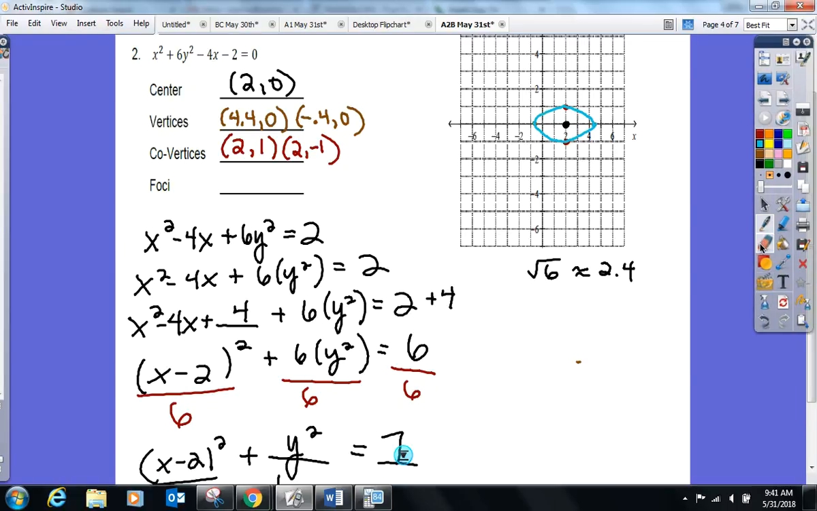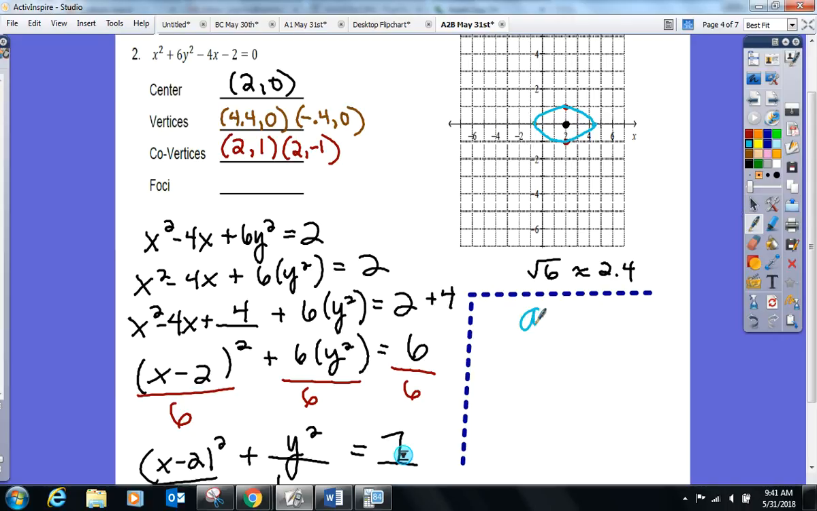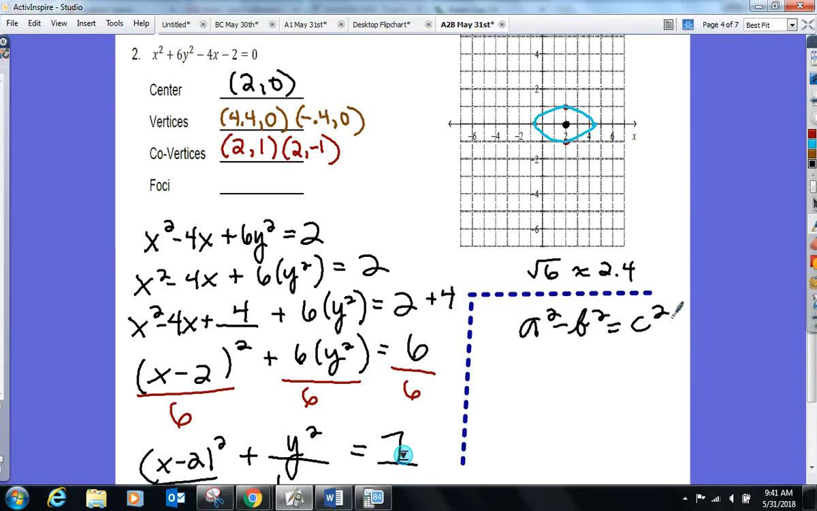And finally, your foci. Guys, what numbers should I plug in for a squared and b squared? 6 minus 1 equals c squared. 2 point, I'm going to guess 8, 9. 2.2. That was way off. Square root of 5, 2.2. No, never mind. That makes sense.